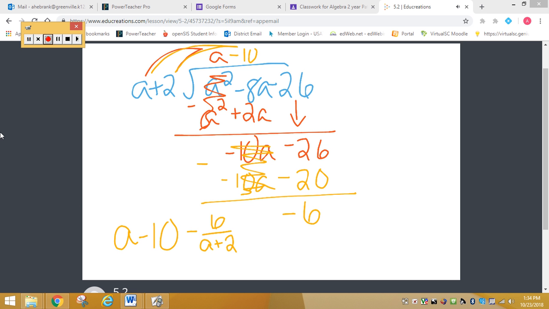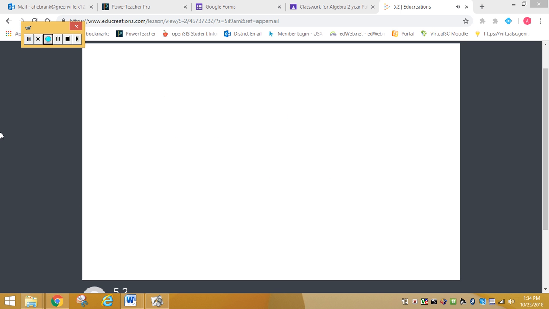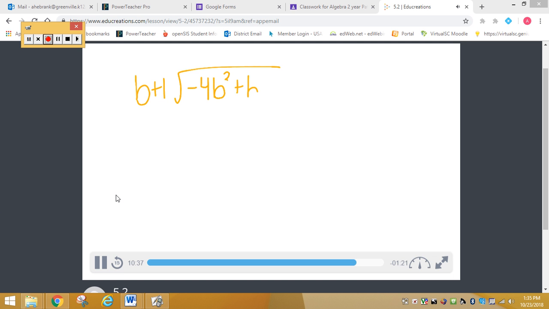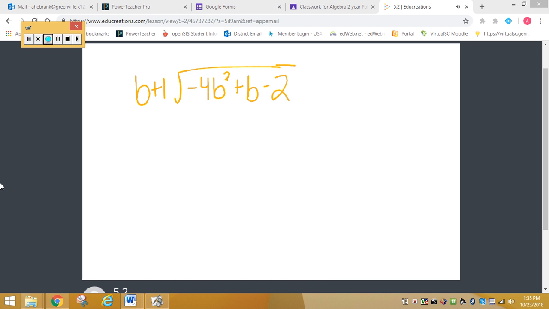Let's do another one where I'm going to get a remainder. We're going to do b plus 1. We're going to divide that into negative 4b squared plus b minus 2. Alright, so I'm going to start by multiplying by negative 4b. So that gives me negative 4b squared, and that gives me negative 4b.